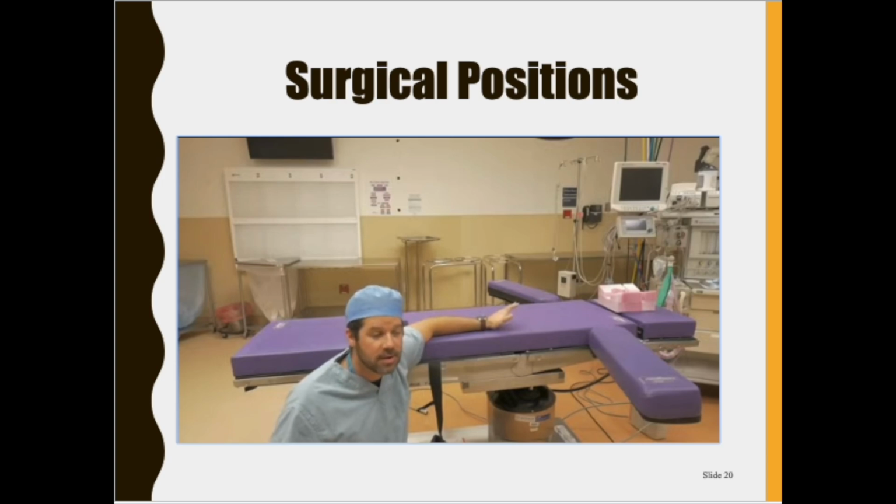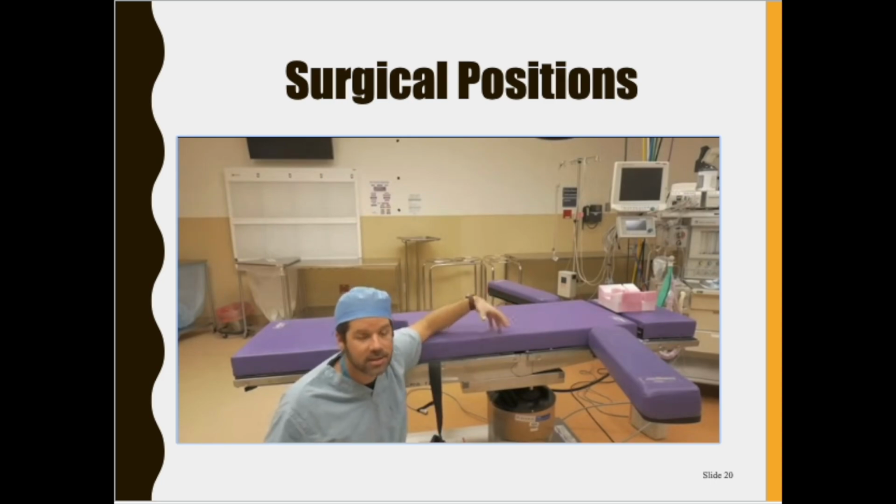All right, so to start things off, we're going to be going over different positions on this table. And first and foremost, the most common position you're going to see in the operating room as far as surgical procedures go is supine. The supine position is the body's most common way to lie. You're just lying on your back.